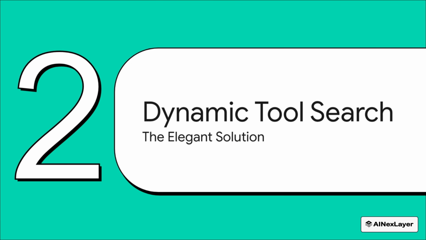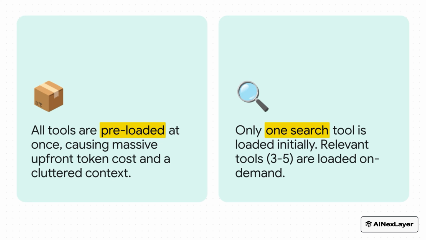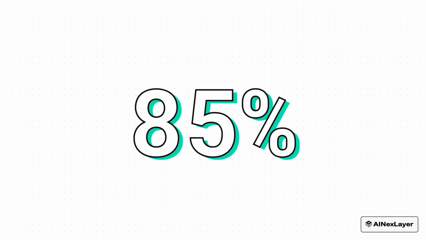And that, of course, brings us to the solution, a much more elegant, dynamic approach called MCP Tool Search. And this comparison just lays it all out, doesn't it? The old way, on the left, is to load everything up front. It's costly and messy. But with Tool Search, on the right, you start lean. You only load one simple search tool. Then, when you need something, it dynamically finds and loads only the 3 to 5 most relevant tools for the task.